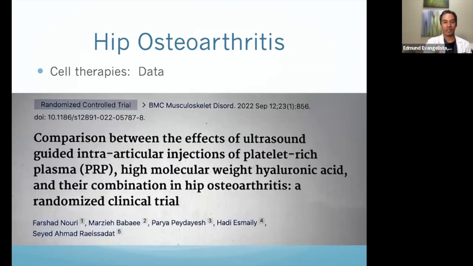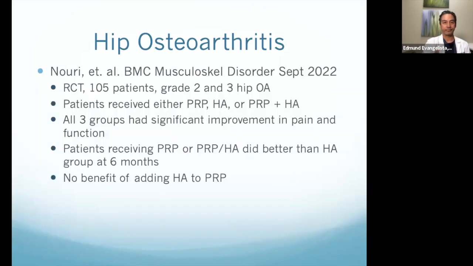And then there was another study, a randomized controlled trial, more recently published in September of 2022. So this was not included in that systematic review because it was published around the same time. But this compared injection of PRP to HA to a combination of PRP and HA into a patient with hip arthritis. This contained 105 patients with moderate grade arthritis. The patients were randomized to either receive a PRP injection, an HA injection, or a combination of PRP and HA into the joint. And this study showed that all 3 groups had significant improvement in pain and function.